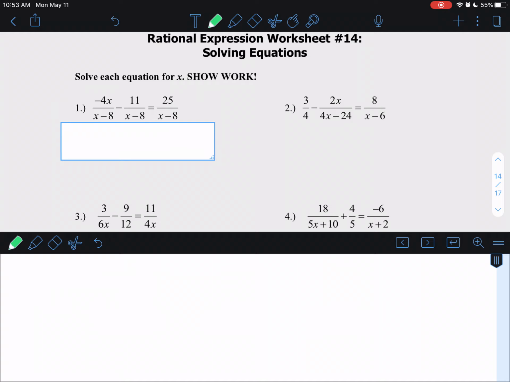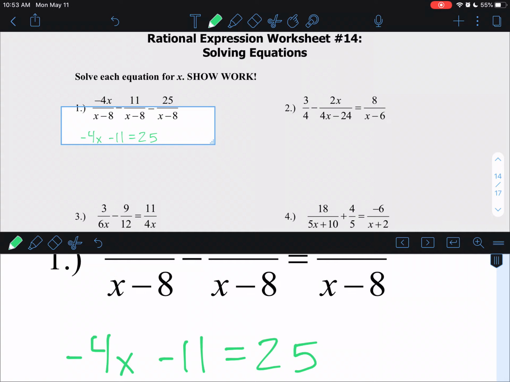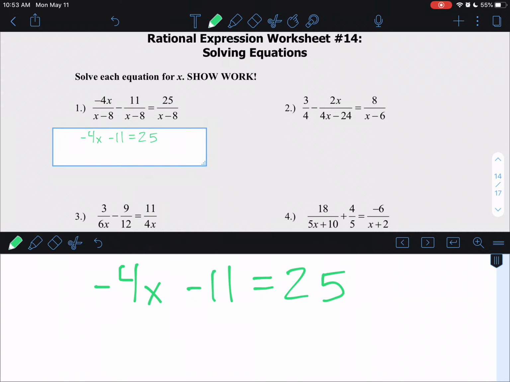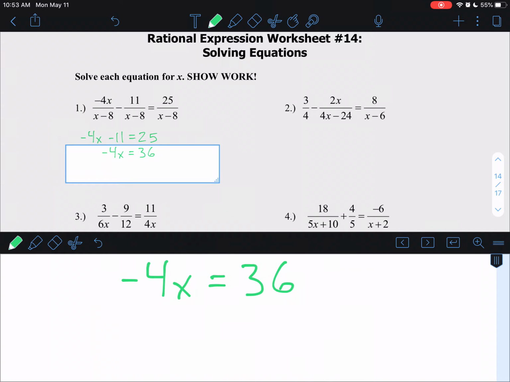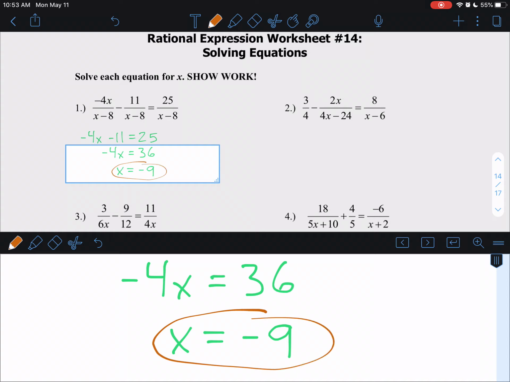So, I'm going to have negative 4x minus 11 equals 25. And now I have an equation that I can solve for x. The denominators, I completely got rid of them. I'm not worried about them. So I'm going to start to solve this by adding 11 to both sides. So I get negative 4x equals 36. And then divide both sides by negative 4, and I get x equals negative 9. So that is my solution: x equals negative 9 for this one.